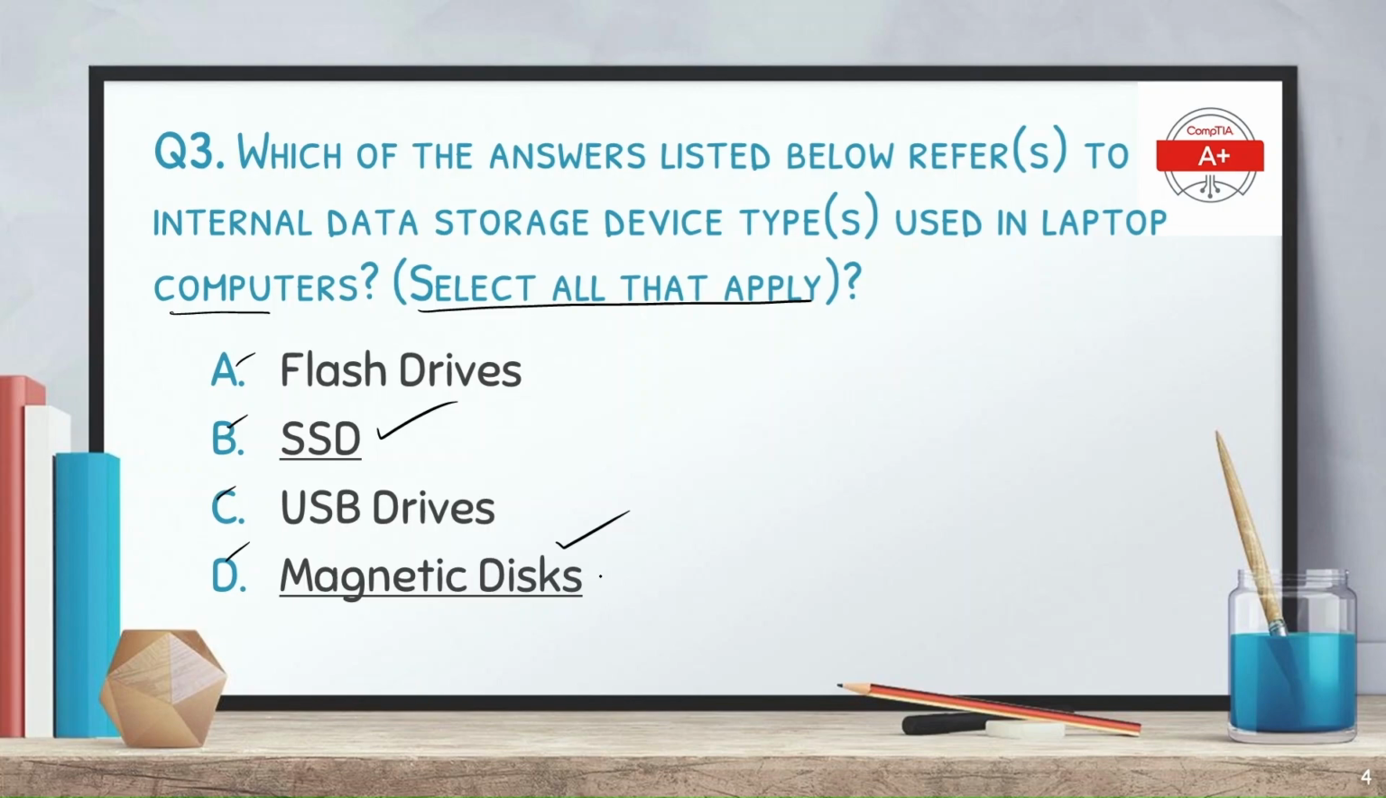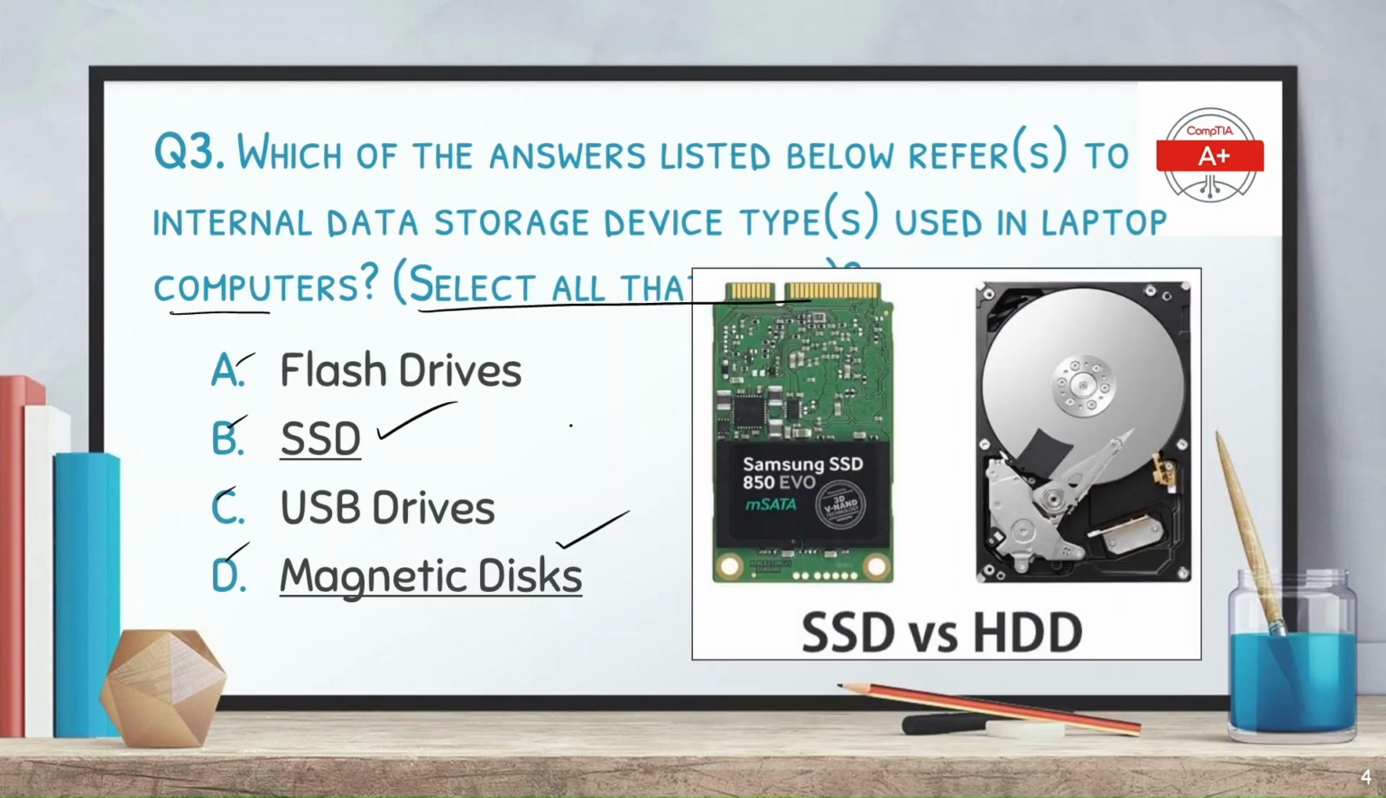So the magnetic disks are the older memory devices, while the SSD is used in modern notebooks and laptops. And this is the picture of the SSD. It is thinner, smaller, and it is a faster memory device. And this is the older one, the HDD or hard disk drive.